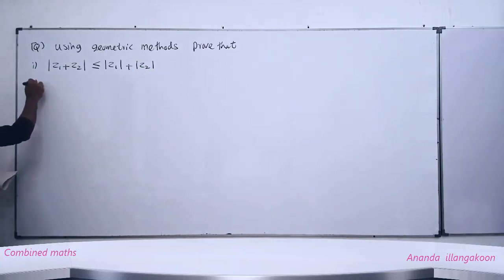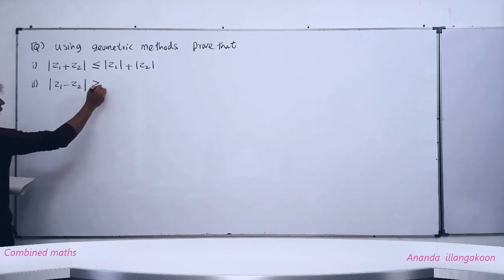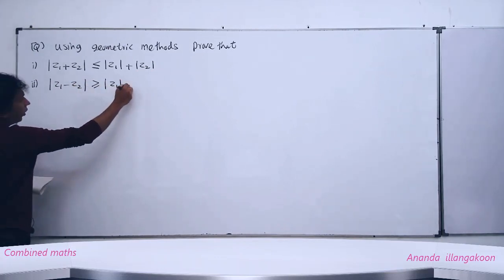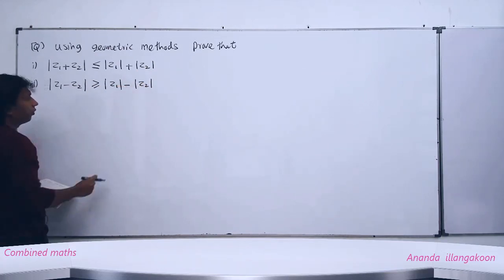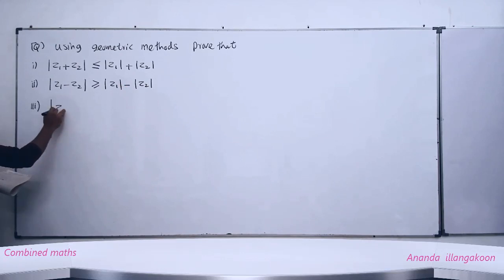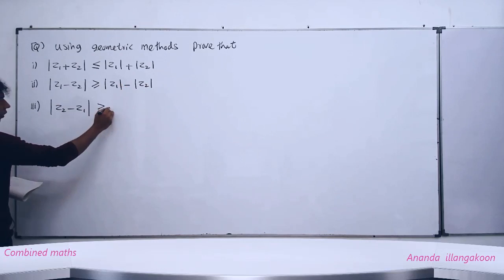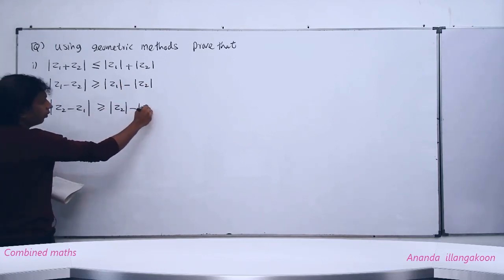Number 2, mod Z1 minus Z2 greater than or equal to mod Z1 minus mod Z2. Third one, mod Z2 minus Z1 greater than or equal to mod Z2 minus mod Z1.